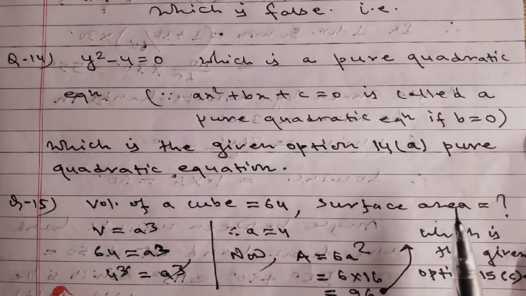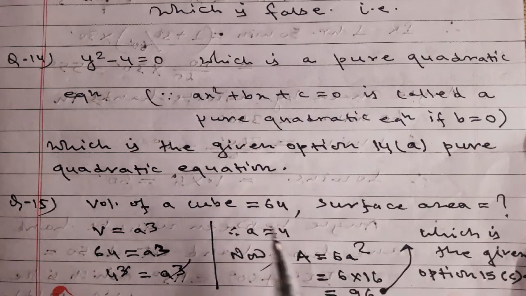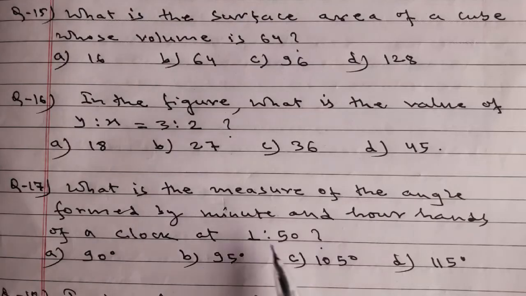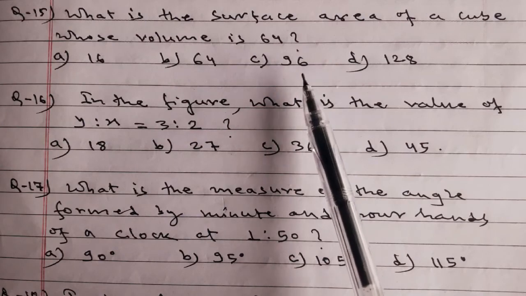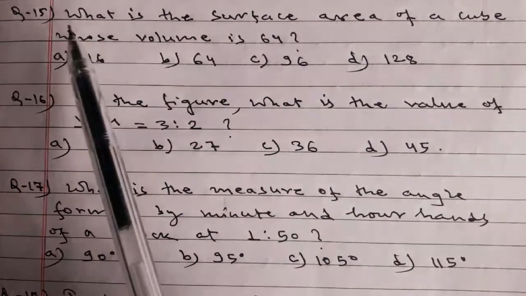Now we have to determine the surface area. The surface area of a cube is given by the formula 6a square. Therefore the surface area is equal to 6 into the value of a square. a means 4, so a square means 4 times 4 is 16. 16 into 6 we can write 96. We can write 96, which is the given option 15c. That means the surface area of the cube is equal to 96 square units. 15c, 96 square units is the right option.